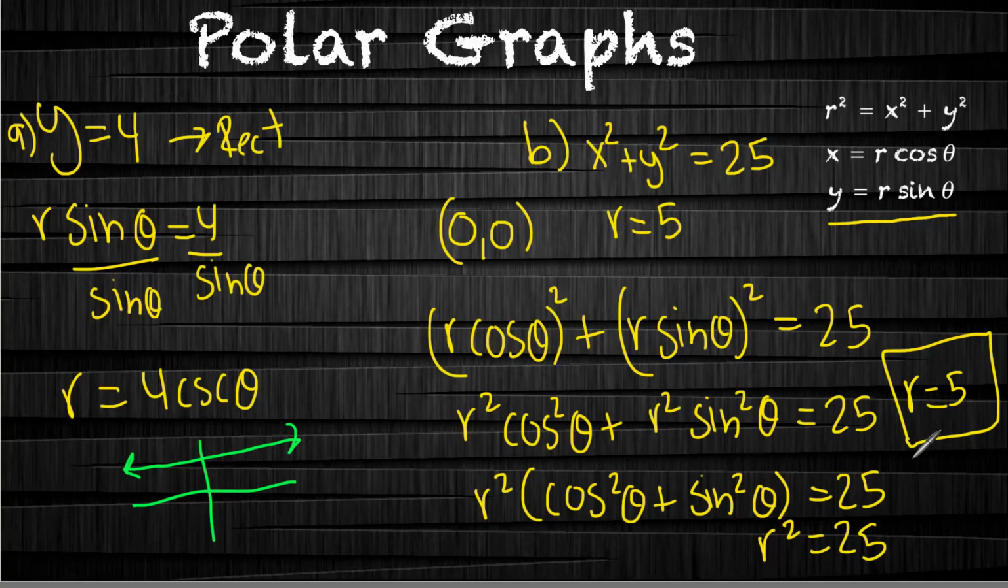It means if we wanted to graph just a basic circle centered at 0, 0 with a radius of 5, and we were in polar mode in our calculator, we would just type in r equals 5, and that would give it to us.